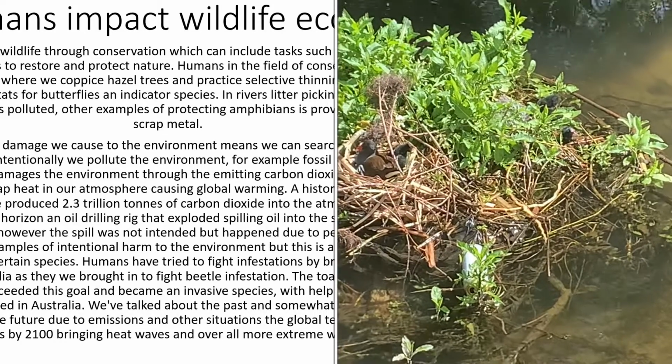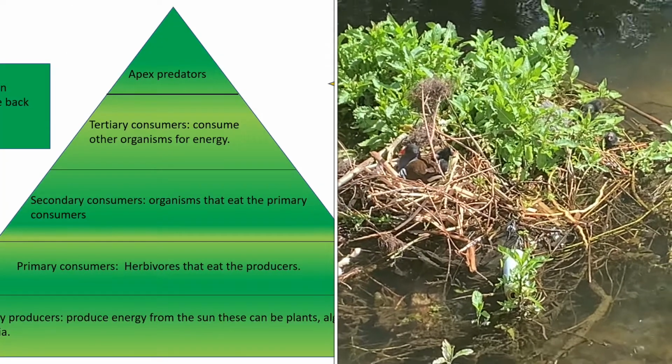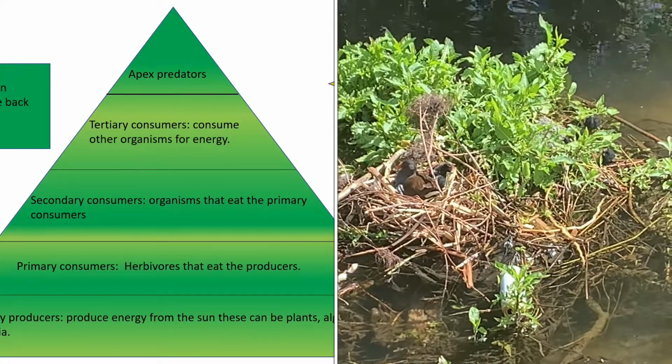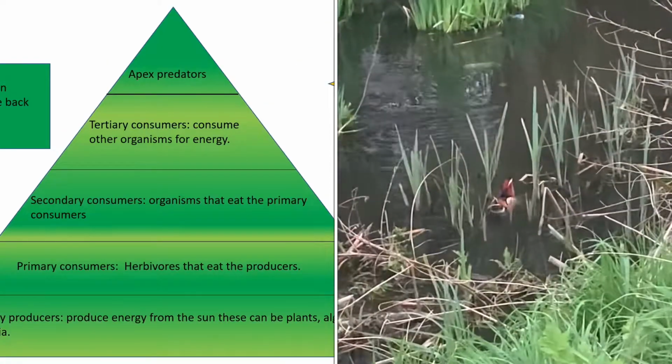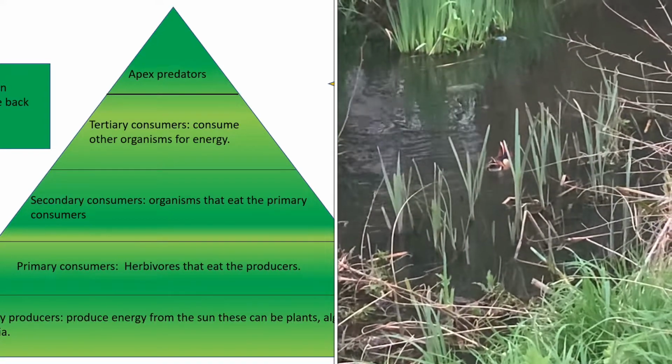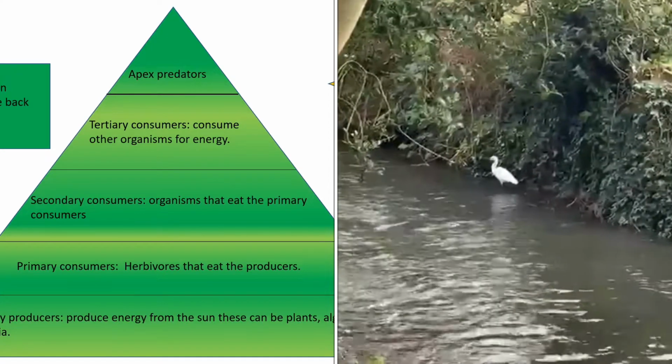Here is a trophic pyramid. This displays an organism's position in the food web and also shows us how energy is passed. Primary producers produce energy from the sun. These can be plants, algae, or bacteria.